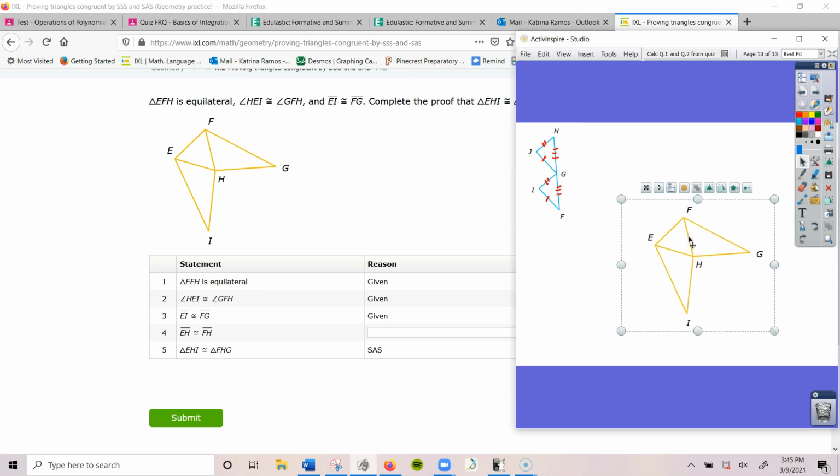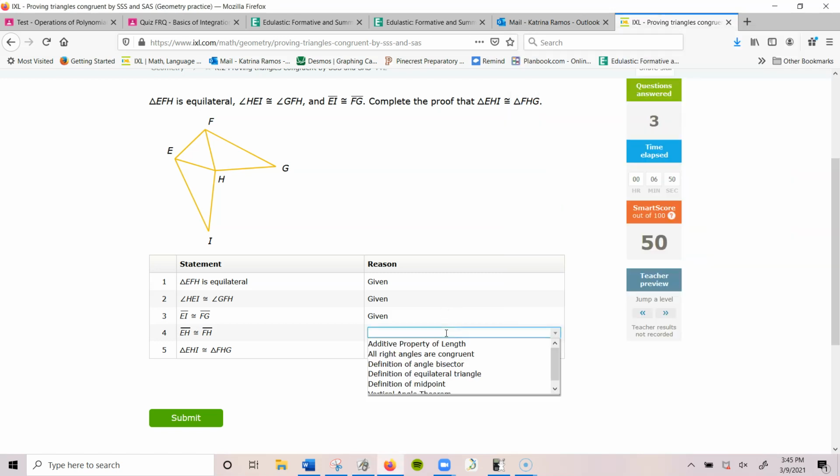Okay, so we have that triangle EFH is equilateral. So EFH, okay. We have that angle HEI is congruent to GFH. We have that EI is congruent to FG, sorry. And then we have that EH is congruent to FH. So now let's see the reasoning as to why those 2 would be congruent.